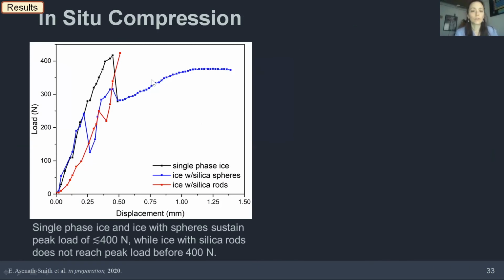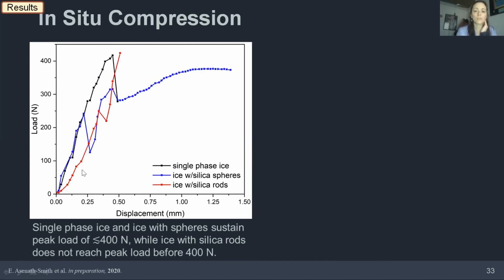So first of all, what you'll see is single phase ice. This is the load displacement curve for the mechanical test. And you see that the single phase ice kind of goes up to a maximum, and here we go. And then it fails and the load drops off.